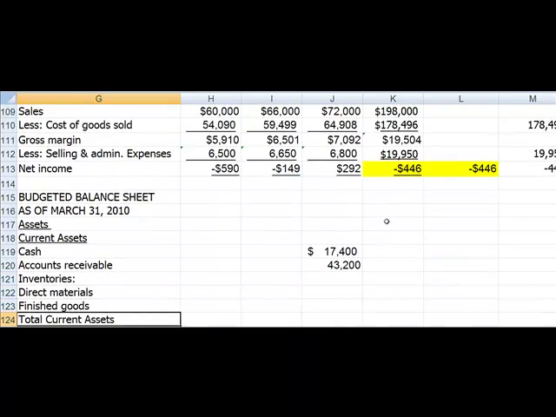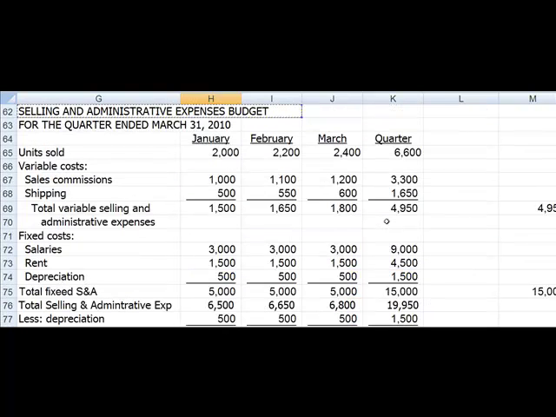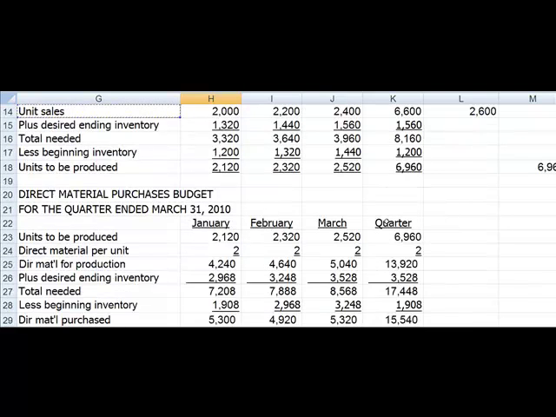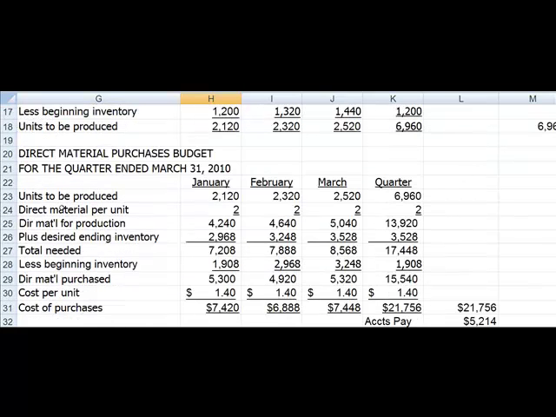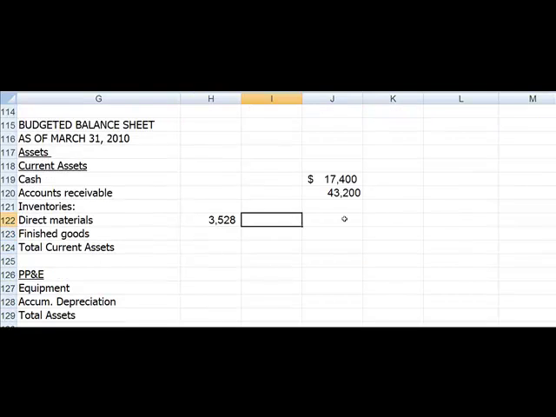And then inventories. Now we've got two inventory items. One is direct materials. And if you remember, when we did the direct materials purchases budget, right here, we calculated what we wanted as our desired ending inventory. And the desired ending inventory for the quarter, which was the desired ending inventory for March, is 3,528 pounds.